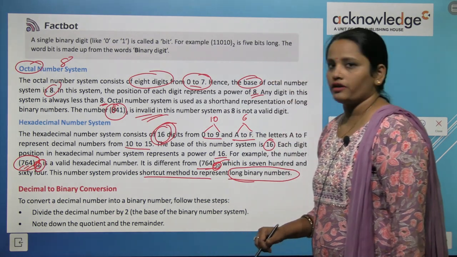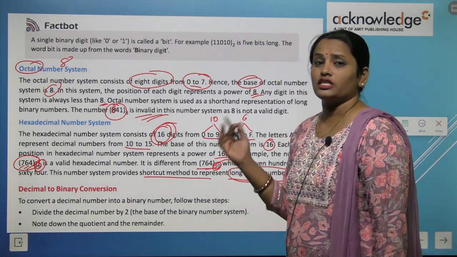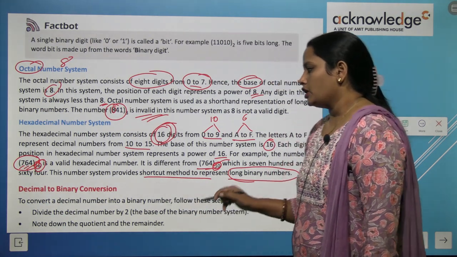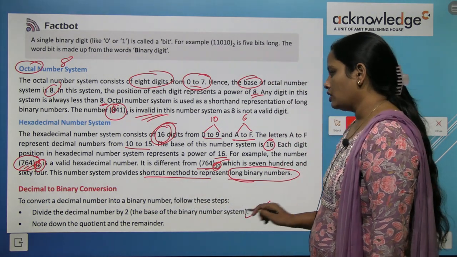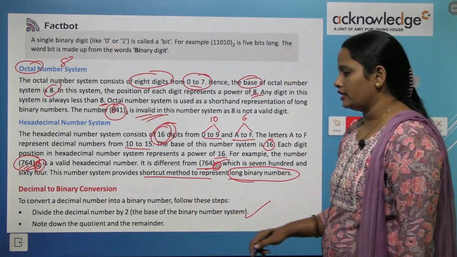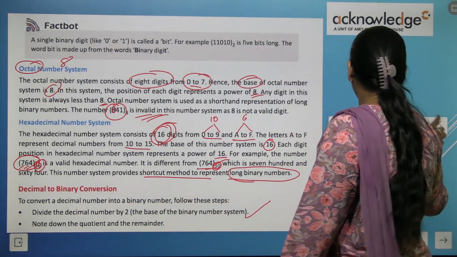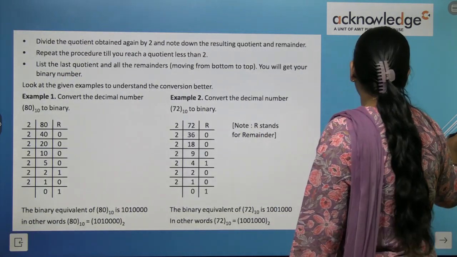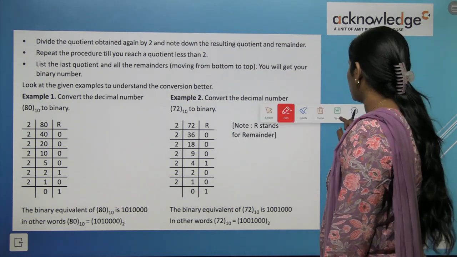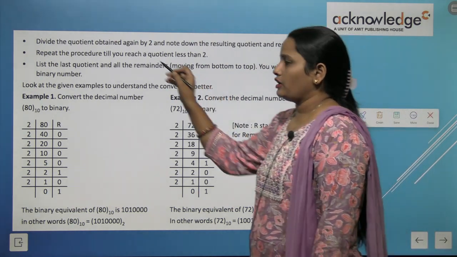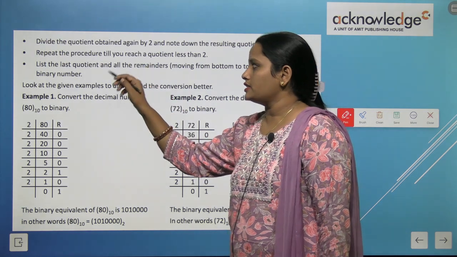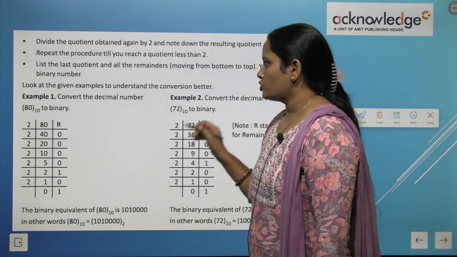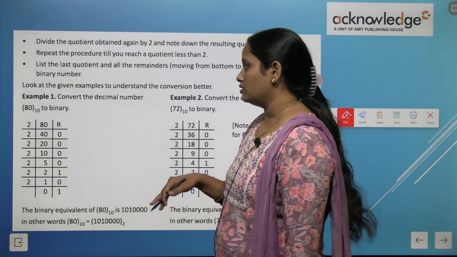Next is decimal to binary conversion. How can we convert a decimal number to a binary number? For this we have to divide the decimal number by 2 and note down the quotient and then the remainder. Then divide the quotient obtained again by 2 and note down the result, and then we have to repeat the procedure and list the last quotient and the remainders, and you will get your binary number. So here is an example. With the example we can learn it easily.